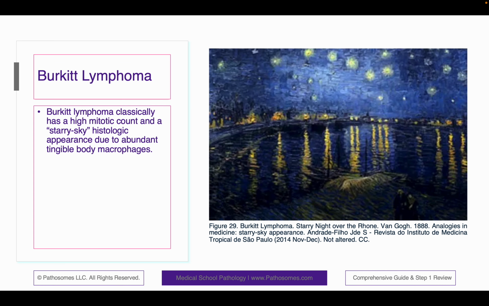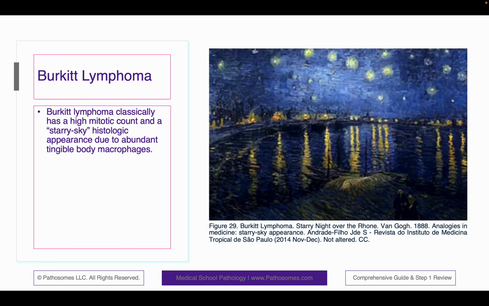And guess what? That's why in Burkitt lymphoma, that cell proliferation, it's just going. That's why Ki-67 is so high. It has a high proliferation index. It's so high that you can even see it on H&E. And that's why we give it that quote-unquote starry sky appearance. Burkitt lymphoma classically has a high mitotic count and a starry sky histologic appearance due to the abundant tingible body macrophages, okay?